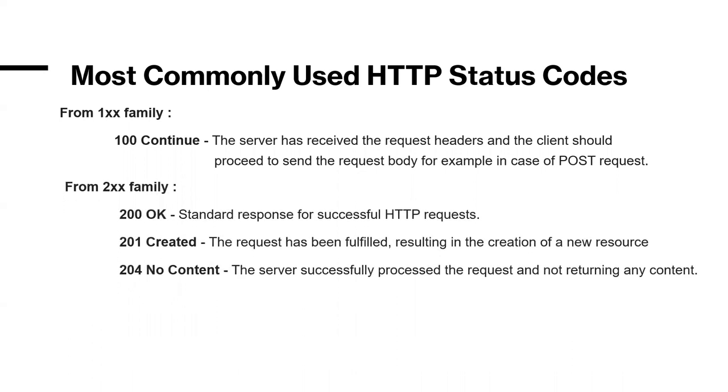Now moving towards the 200 family, or 200 series, we are going to discuss three HTTP status codes which are most commonly used. 200 means OK, and it is the standard response for all successful HTTP requests. So whenever you receive 200, it means everything is green and you are good to go, you have received your response and your request was correct as well. 201 means that a new resource has been created. You will observe this status code in POST requests whenever we try to create a new resource. 204 means no content. It means that the server has successfully processed the request and is not going to return any content.